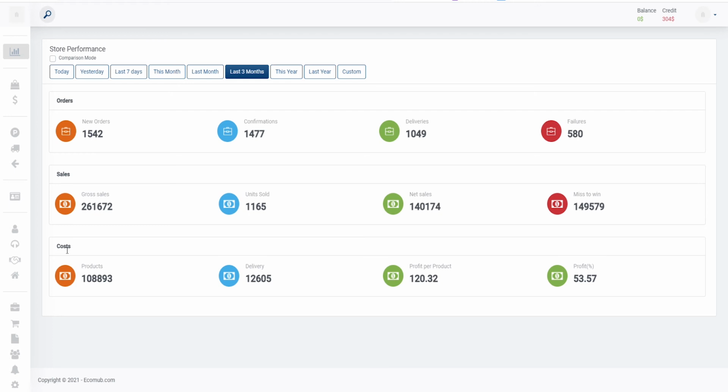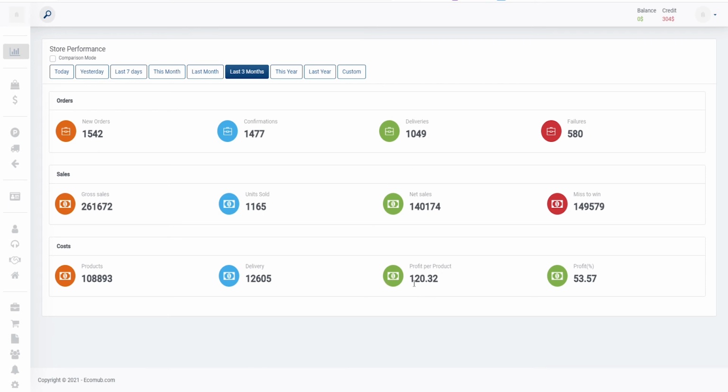And then you have the costs. Here you have the split of the costs. You have the cost of products: you sold this number of products, and this is the cost of these products. Then you have here the cost of delivery: you did this number of deliveries, and this is the cost of them.